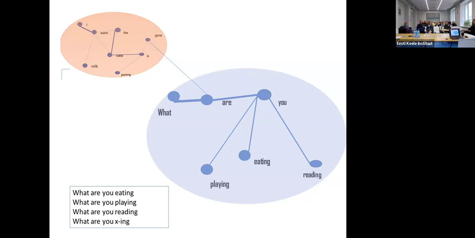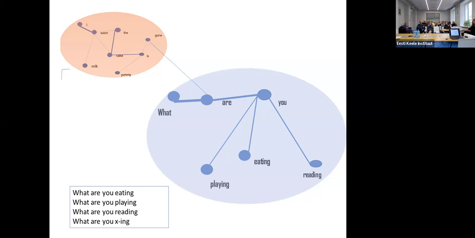Examples for these pivots would be things like more in very early speech, so things like more milk, more yogurt, more whatever, where we have these typical two-word utterances that become more sophisticated over time, where we then get these more complex frame and slot patterns like what are you X or what are you Xing that are abstracted away from many different instances, like what are you eating, what are you playing, what are you reading, and so on. And this is also what we can detect using these methods.